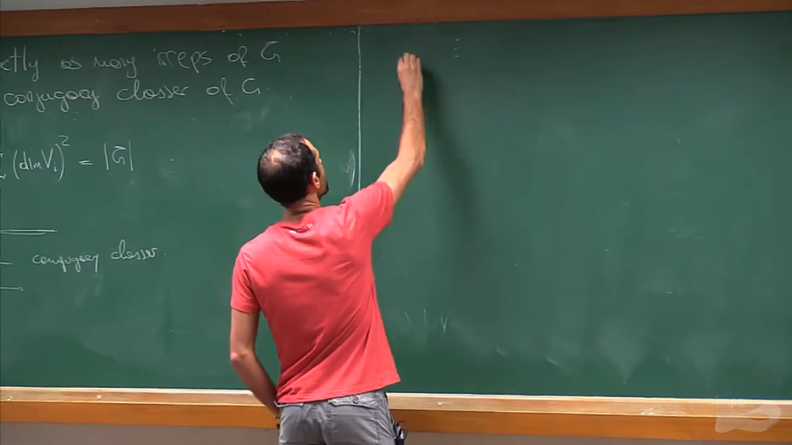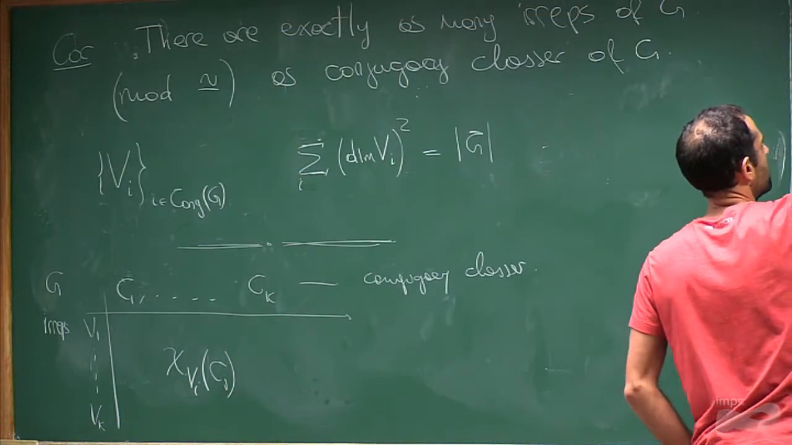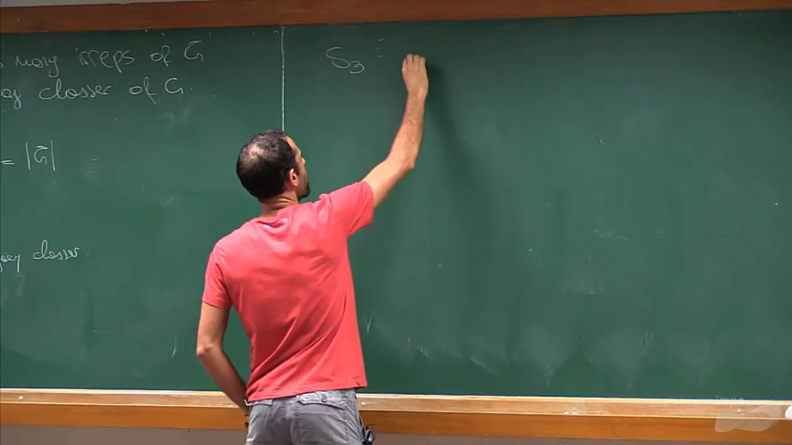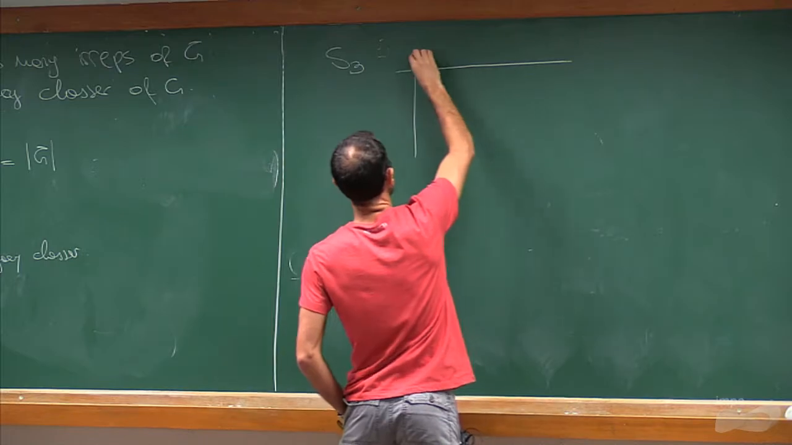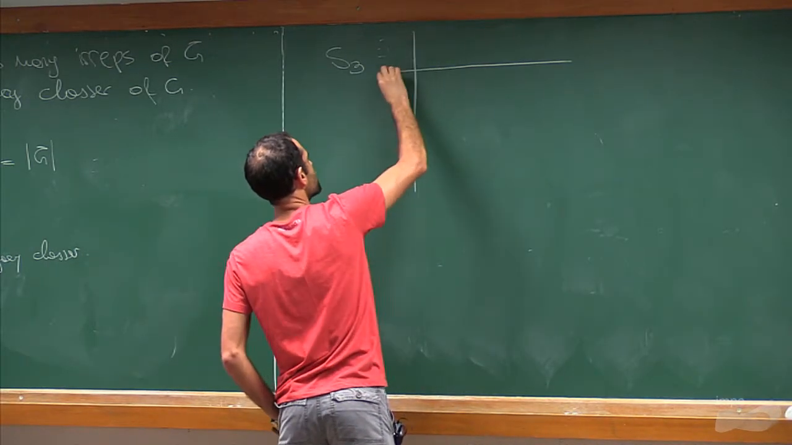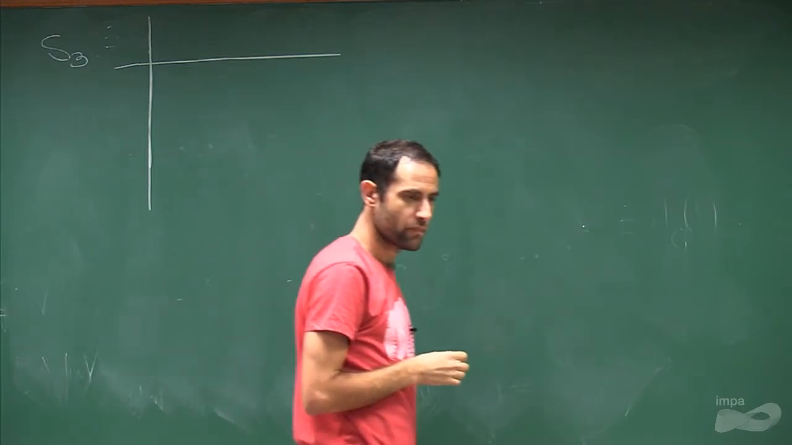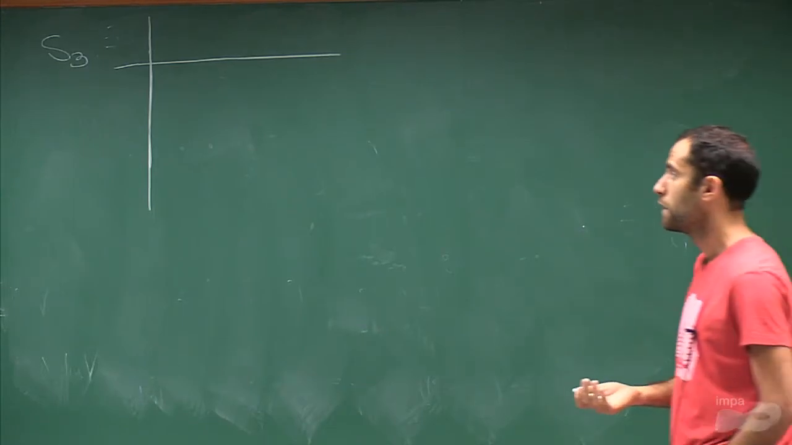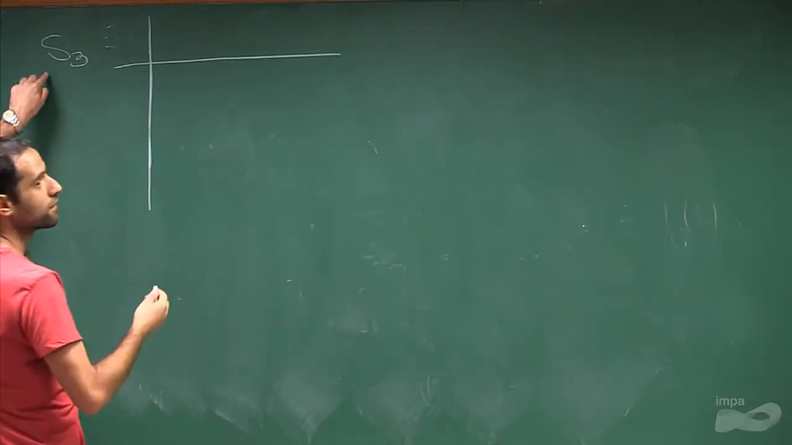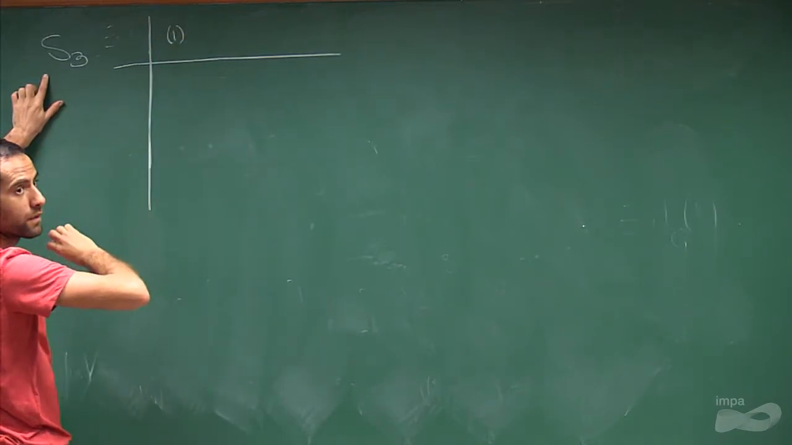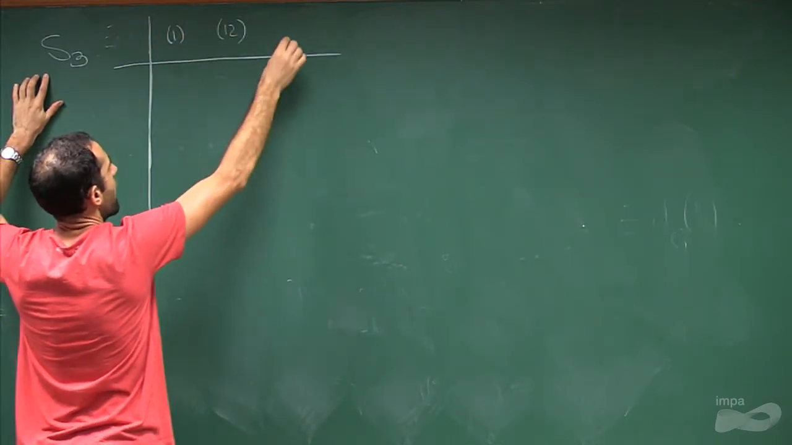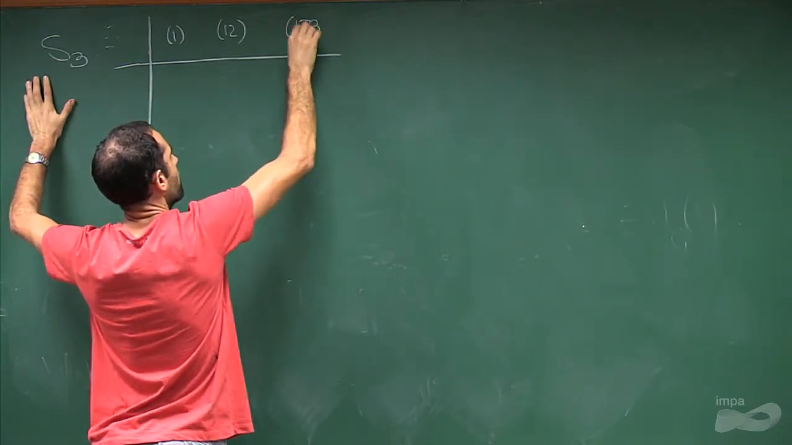Okay, so let's start with a simple group, which is S3. For symmetric groups, the conjugacy classes are parametrized by cycle type: every two cycles of the same order are conjugate. How many cycles of order 1 do I have? It's just the identity. Cycles of order 2, I have three, and then I have cycles of order 3. So I have 3 irreducible representations of this group.